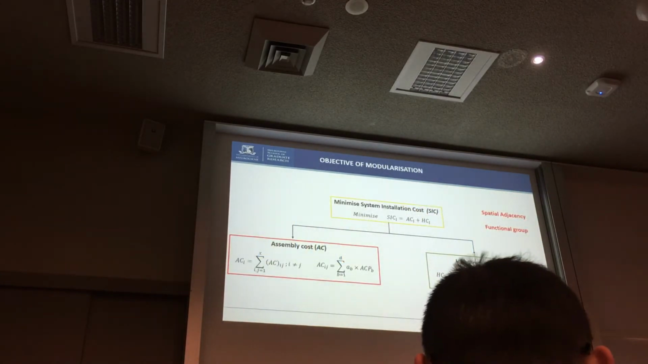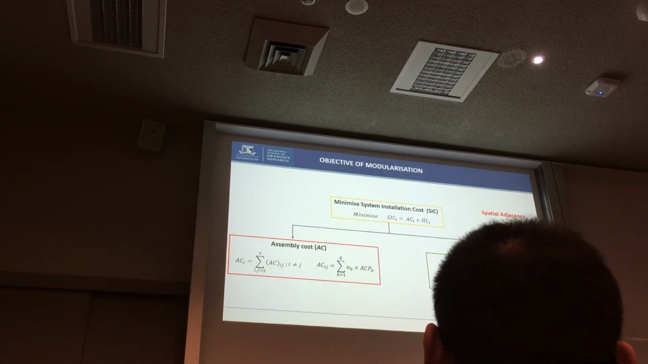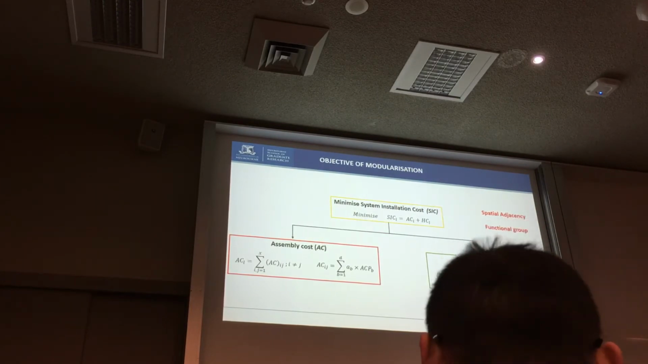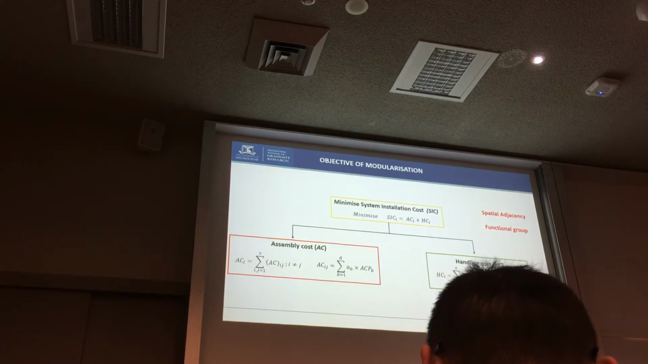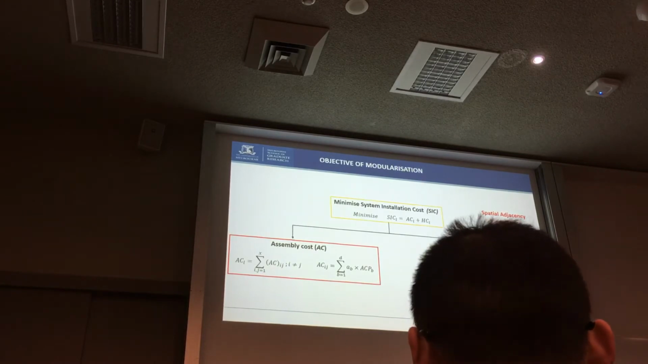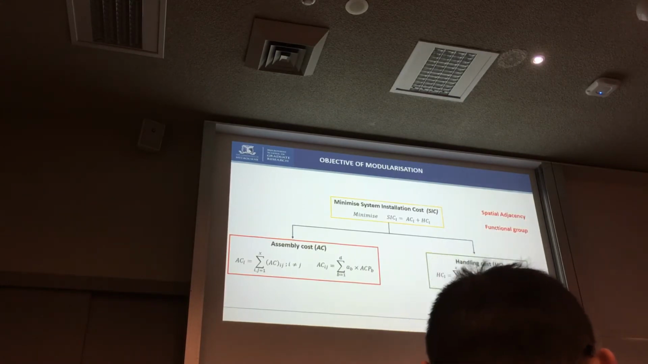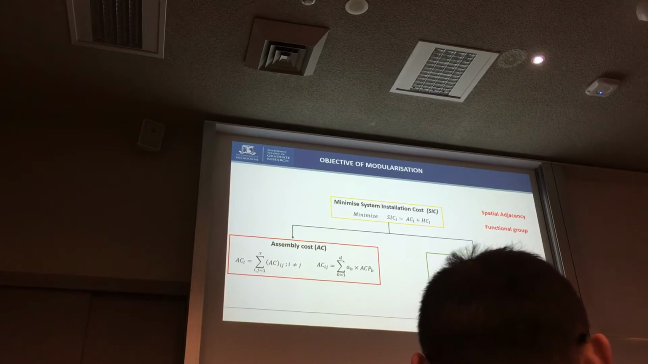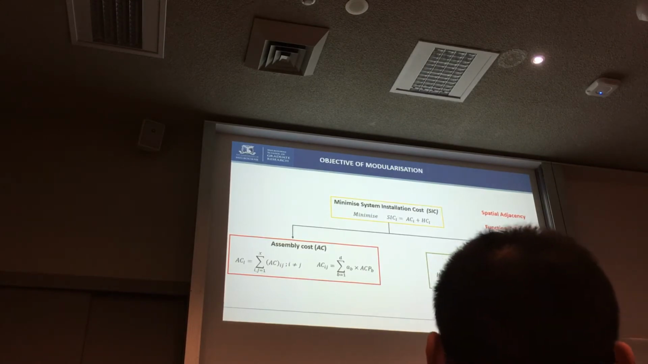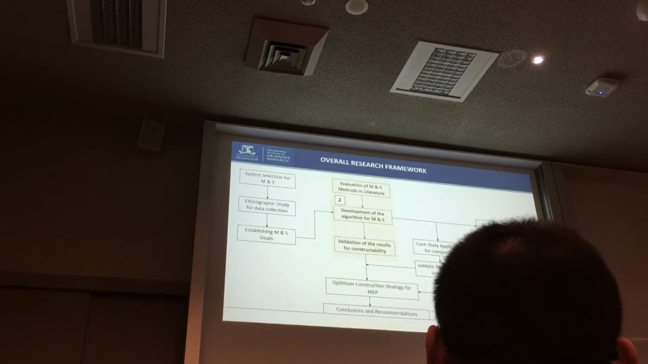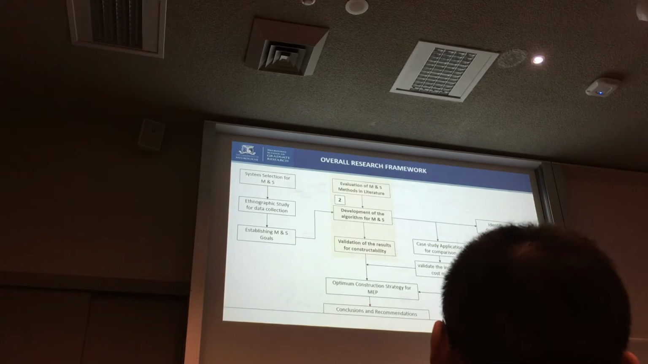So this led us to the main objective of the modularization algorithm, which is minimization of installation costs, divided into two areas: assembly costs and handling costs. Also taking into account the spatial adjacency, how close two components are in the plant room, and also the functional groups each component belongs to in a plant room. Which takes us to the second stage of the research.